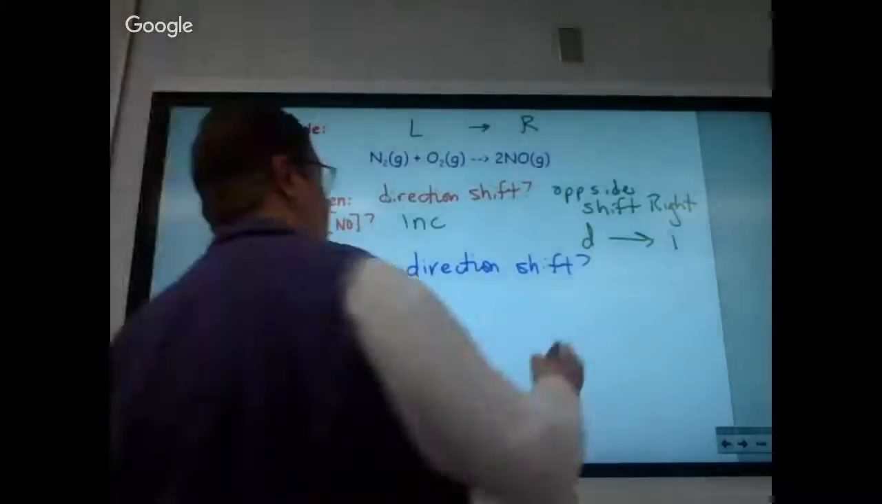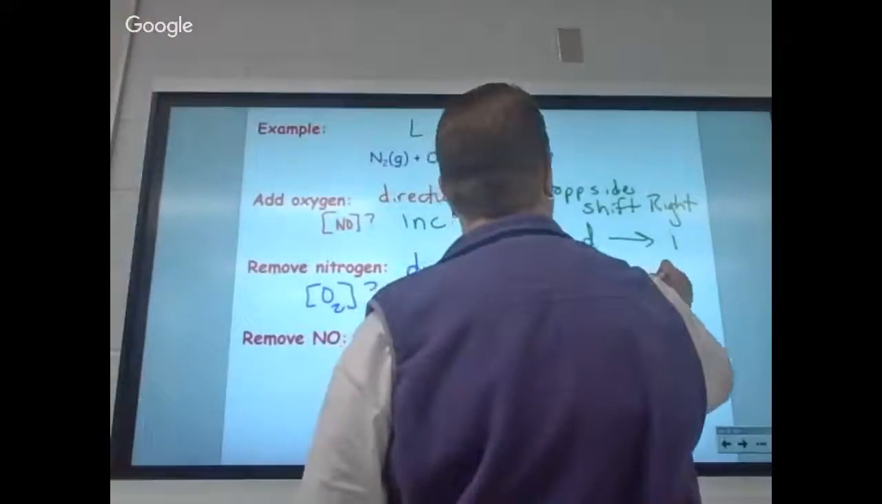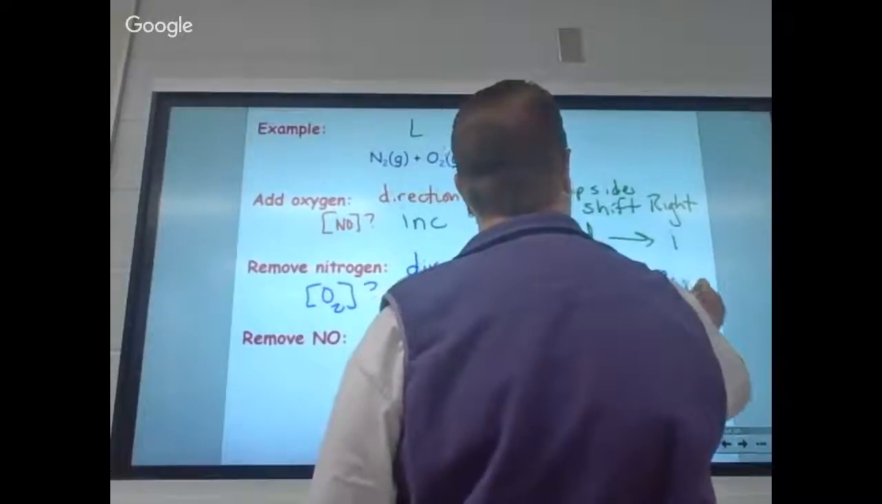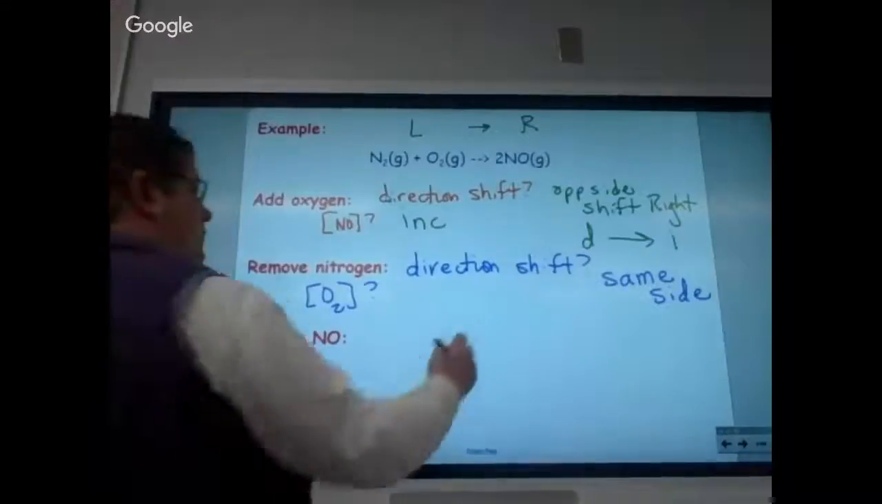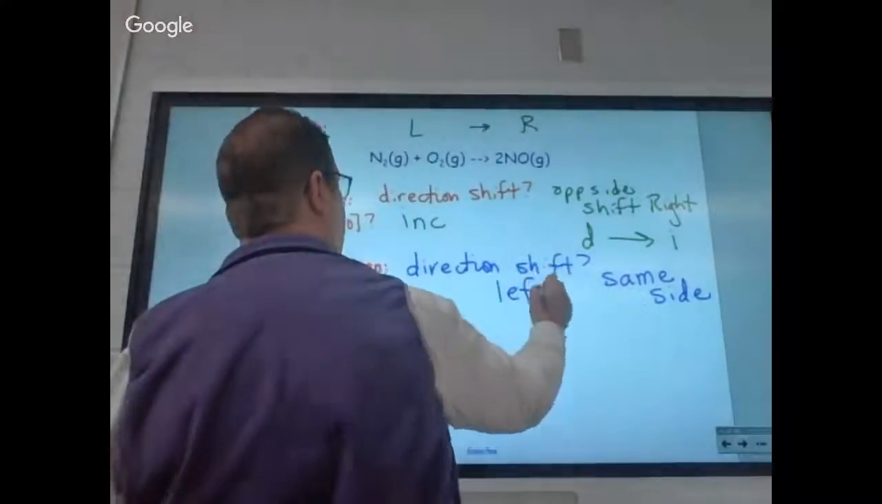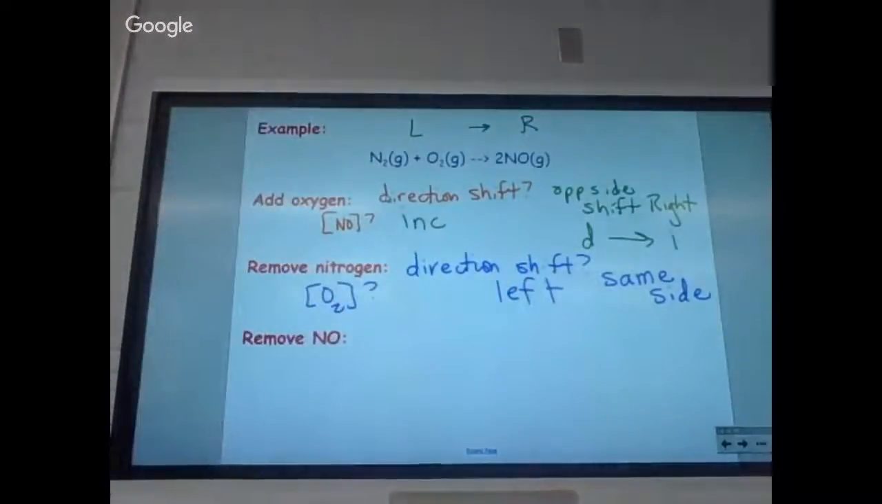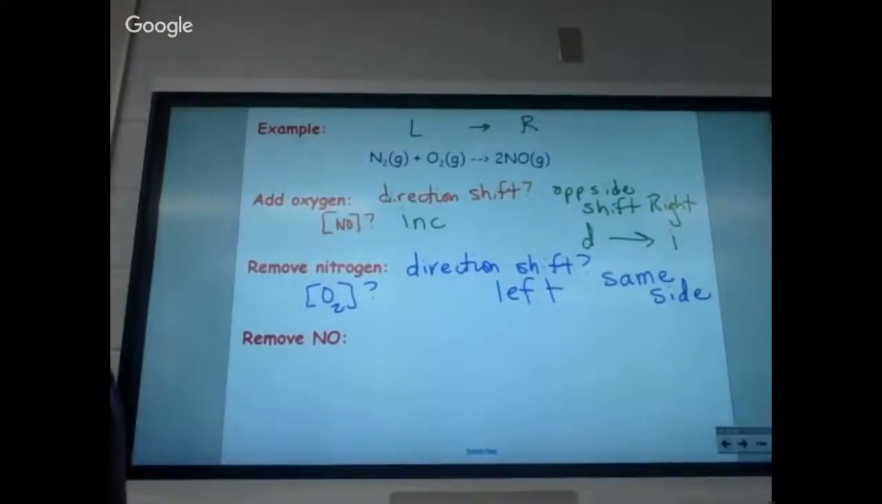Same side. Okay, anytime we remove, the rule is it stays on the same side. So it's going what direction? It's going to the left. Is everybody okay with the people who said same side and left, because all of those answers were correct. Okay. So she said it was going to increase. Oh, you said decrease? Let's see if she's right.